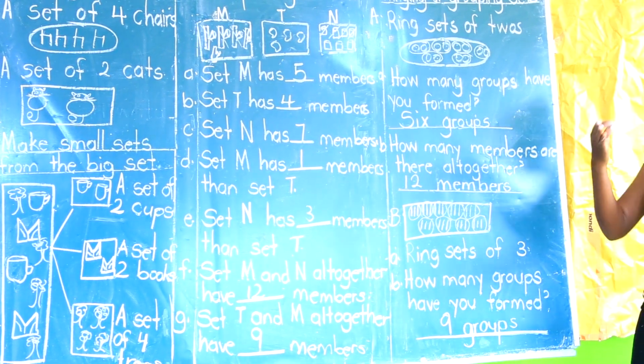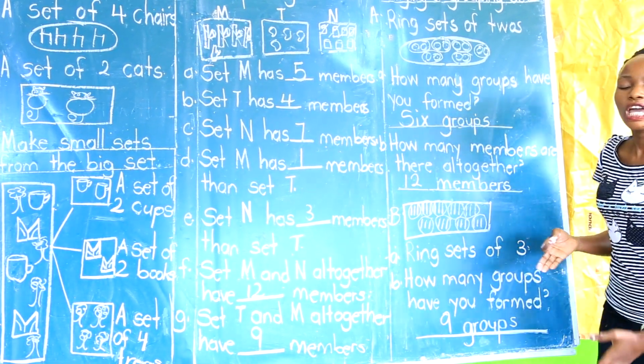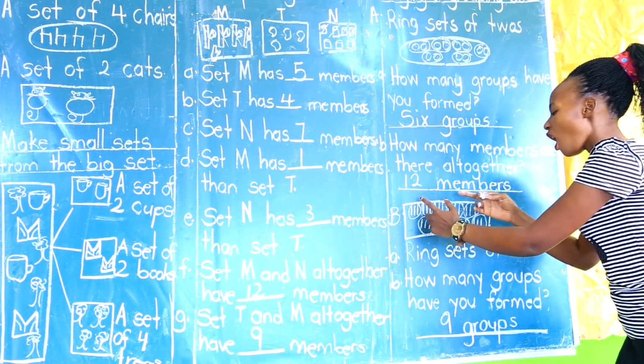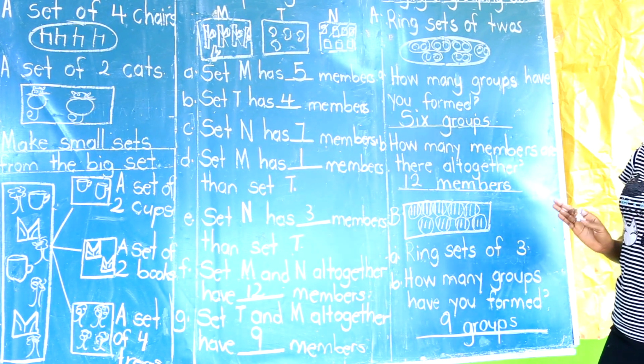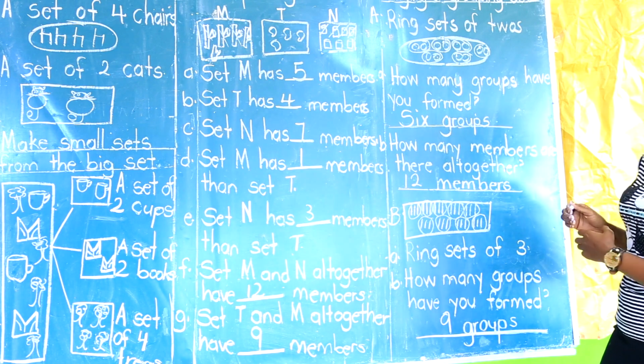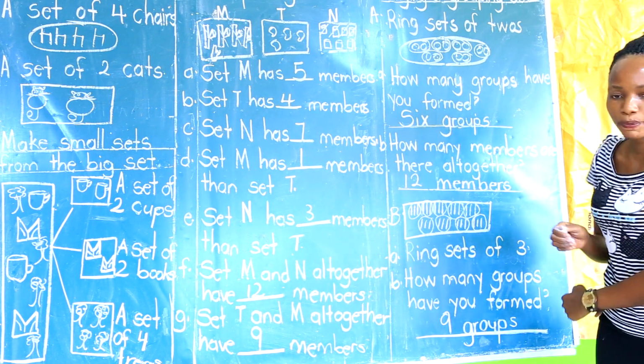And if they ask you how many members are there all together, you just count all the members. You don't consider the groups, you just count all the members in each group.